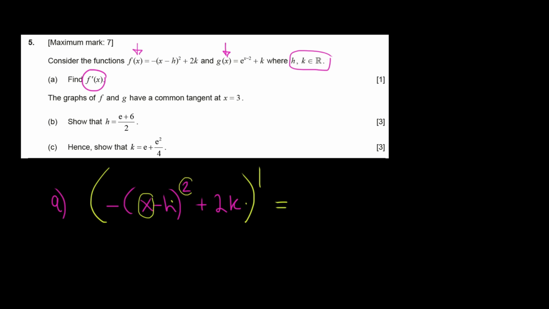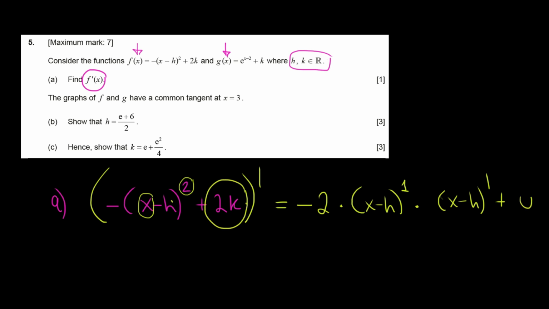So let's apply this. You have power 2, but you also have x minus h, so you'll be using the chain rule. Now let's differentiate the first one. Minus bracket squared derivative. We're going to do minus, take the power down, 2 times bracket x minus h to the power 2 minus 1, which is 1, times the derivative of x minus h, and then plus the derivative of 2k. The derivative of 2k, as I just said, is a constant derivative, which is 0.